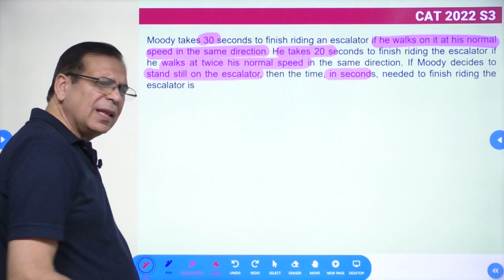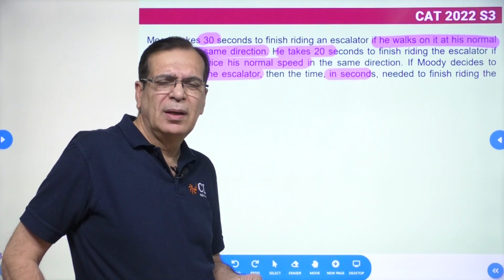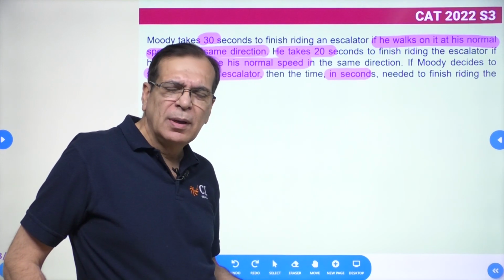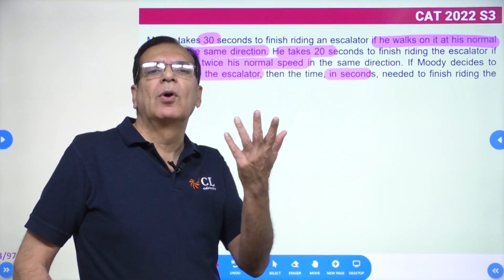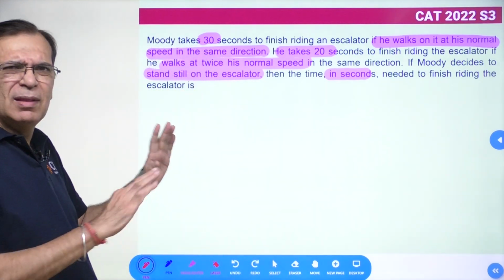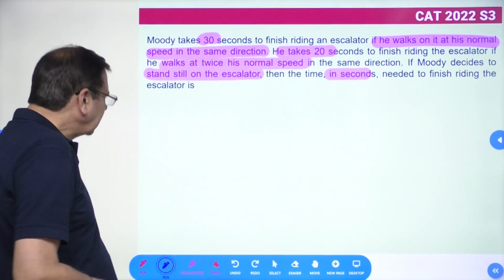Now, on seeing an escalator, most students suddenly get confused. An escalator is nothing but relative speeds. An escalator is like boat and stream. An escalator is like one person running and the wind pushing him or her. So an escalator is like a normal relative speed question, and it should be treated the same way. Let us look at this question.